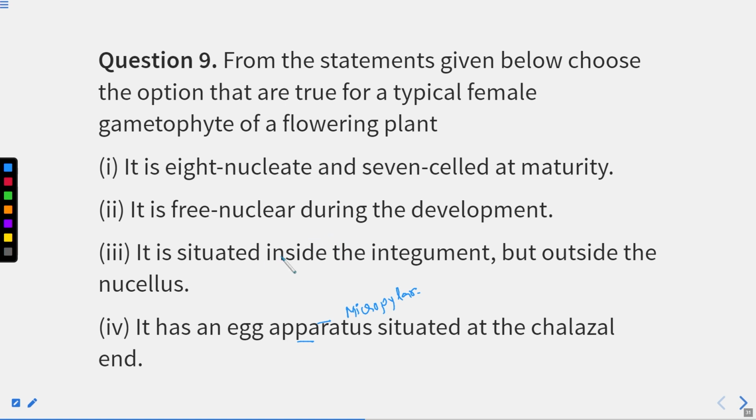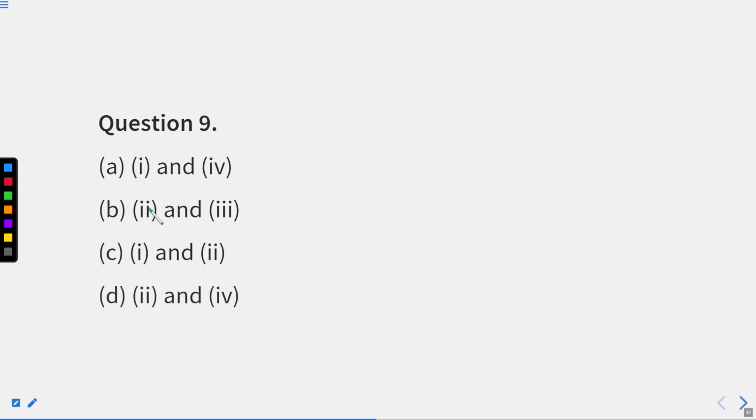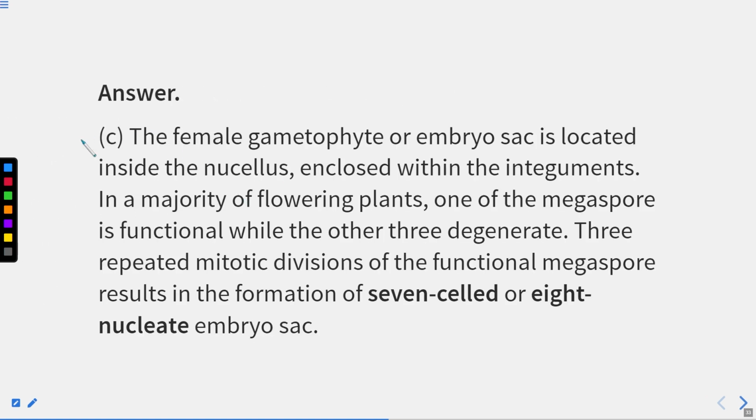All right. So these are the options. Option A, option B, option C, this is option D. So you have to choose the correct option from these. So what is the correct answer? Option C is the correct answer here.